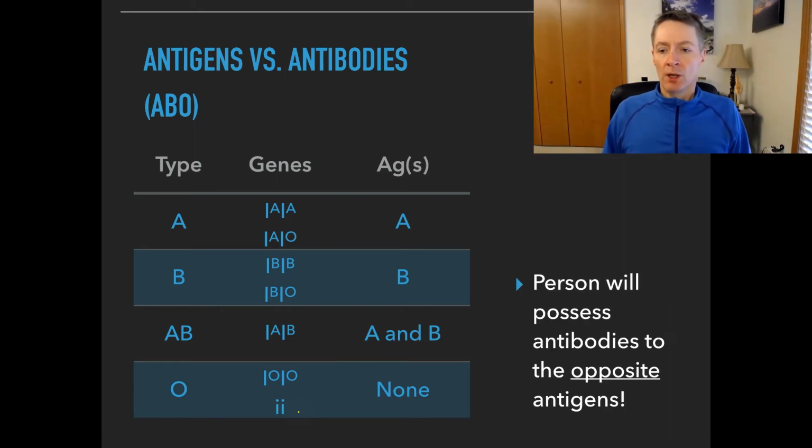Okay? If you're type A, you're going to have antibodies to B. Type B, you're going to have antibodies to A. Type AB, well, you won't have any for these A's and B's. If you're type O, you're going to have both types of antibodies. Okay?